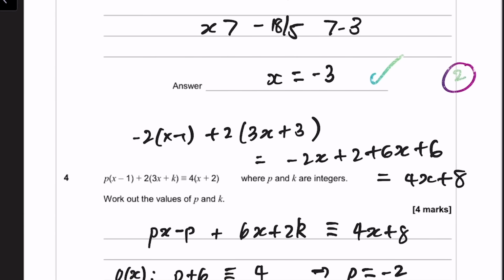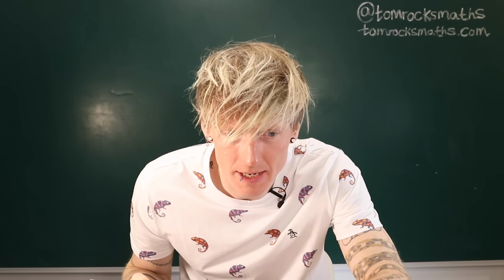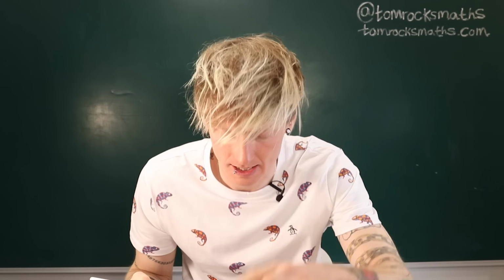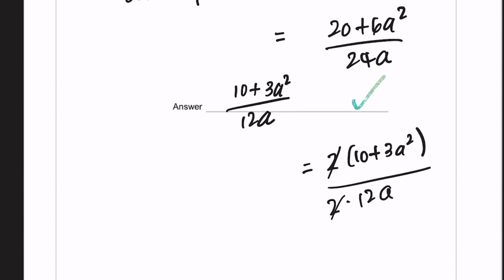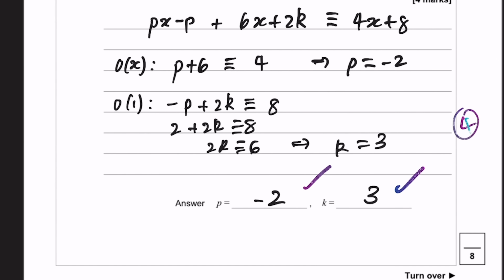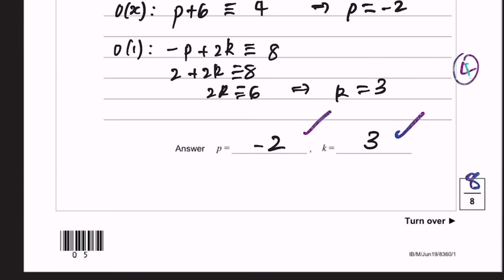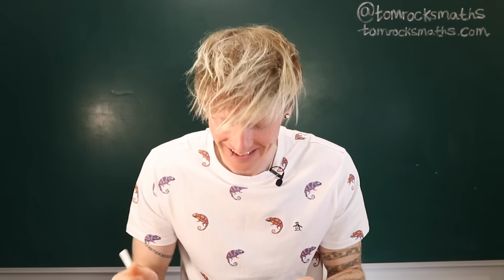Question 4 is P is minus 2 and K is 3. Great. And that would be 4 marks. P is minus 2, K is 3. 4 marks. Excellent. So that's 4 plus 2 plus 2. So that's 8 out of 8. So that's good. That's what we want. 8 out of 8. Looking good.